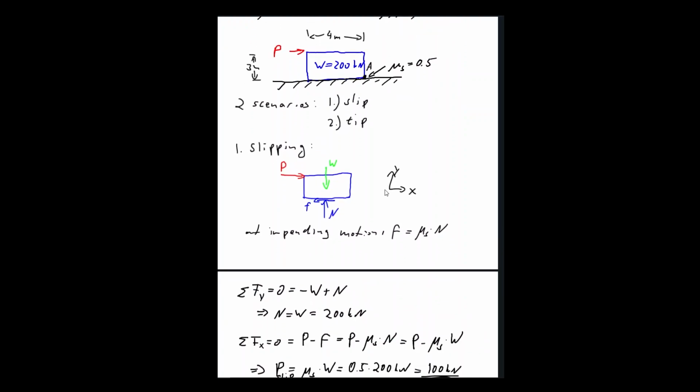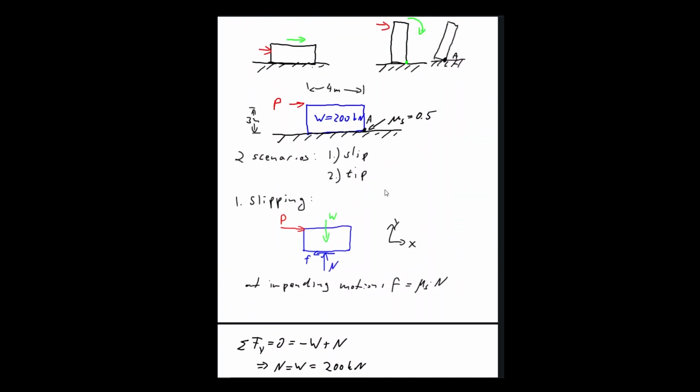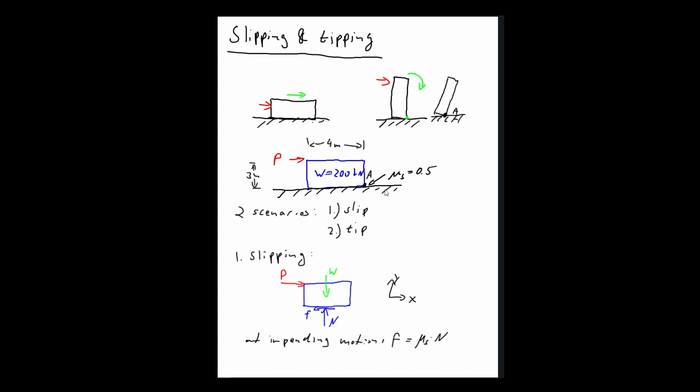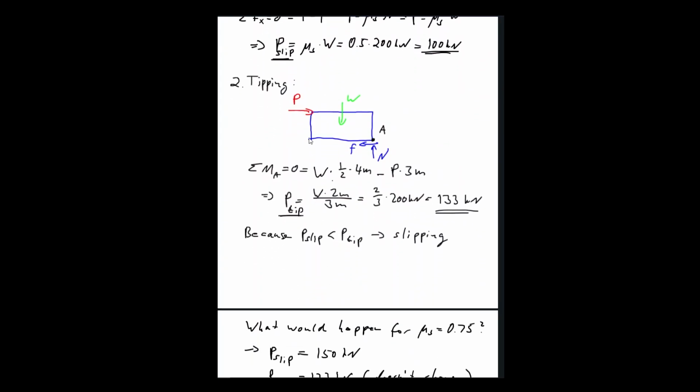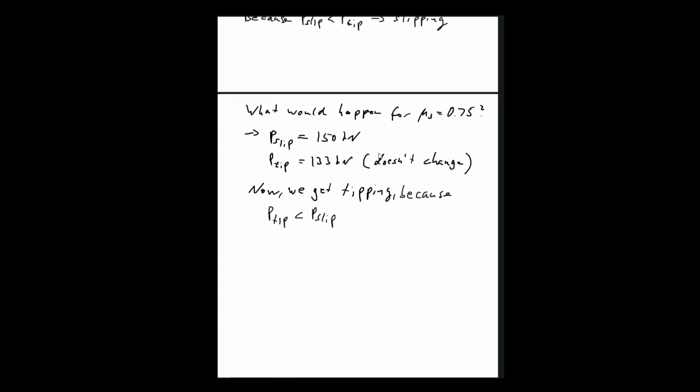But this is basically the steps that we have to take. Whenever we want to analyze slipping or tipping, we look at the two scenarios. The first one is for slip, where we assume that the box stays in full contact with the surface, but we have impending motion. The second scenario is that our object tips, which means it's now only in contact at the very far corner here. Then we see what the moment is around point A, and that has to be equal to 0.